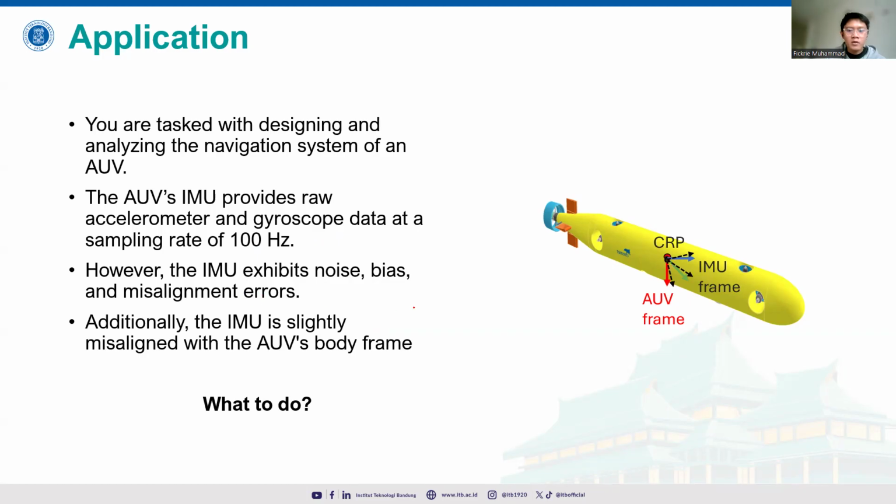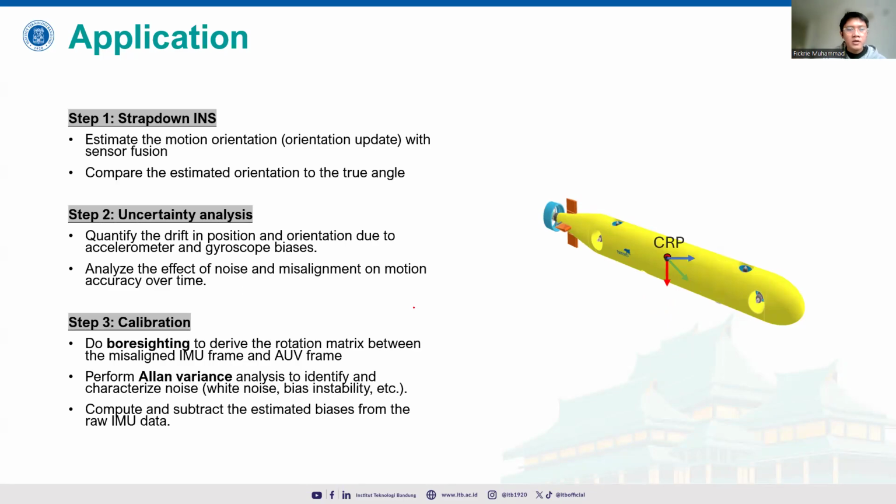And yeah, what to do? How do we first consider the noise and then the misalignment and all the errors, so that later on when we deploy our IMU underwater, we are sure that our IMU is already accurate enough to perform the inertial application? First, if you consider that as a stripped-down INS that estimates motion orientation in line with the frame, of course, we're going to talk about the fusion between the gyroscope and the accelerometers.